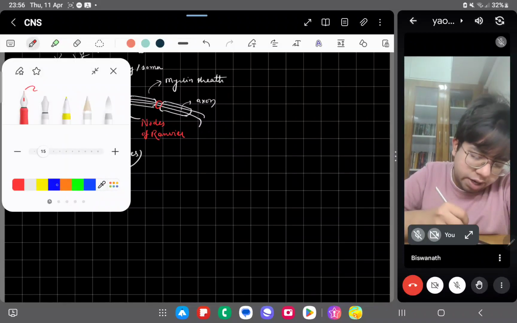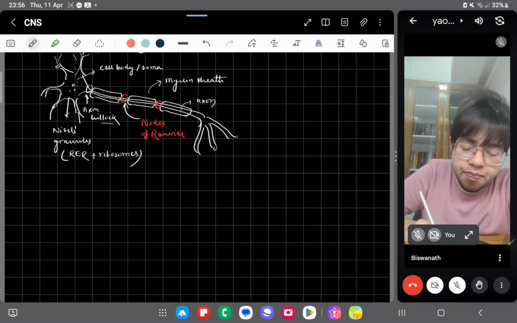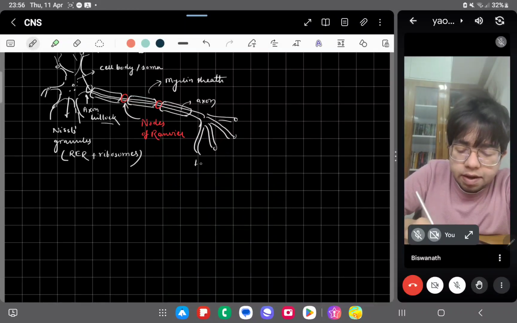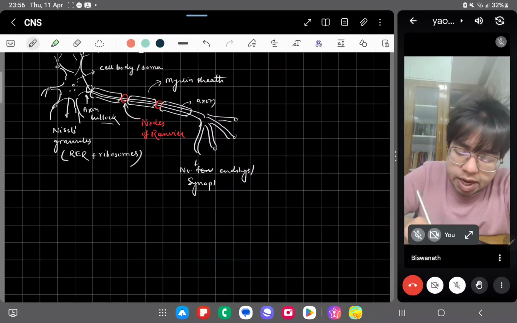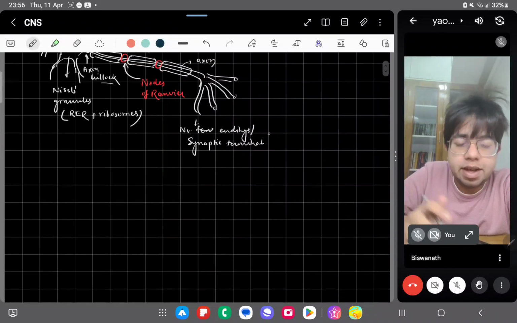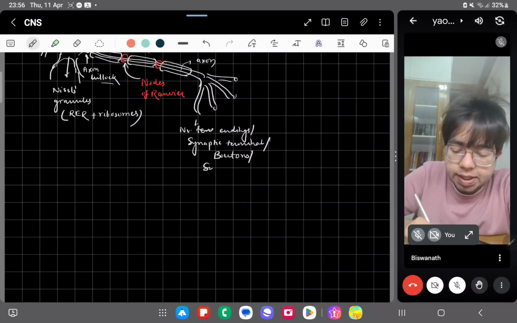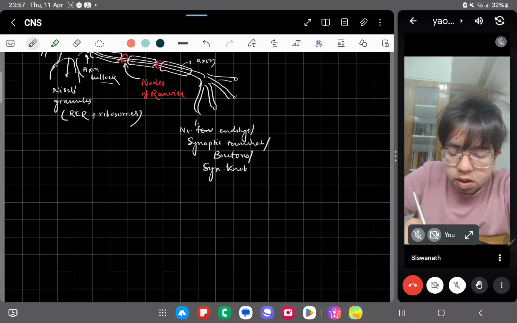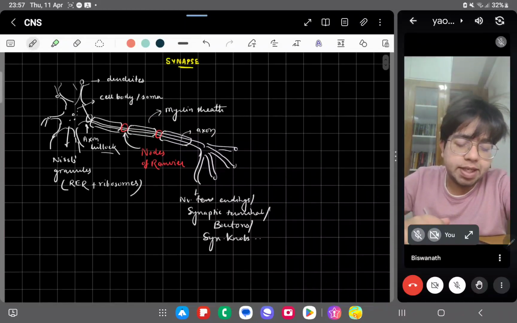And finally, we have this type of endings, nerve endings, or synaptic terminal. Many names are there, in fact; you can say boutons, or synaptic knobs. Many such names are there, right? So this is a basic structure of a neuron.